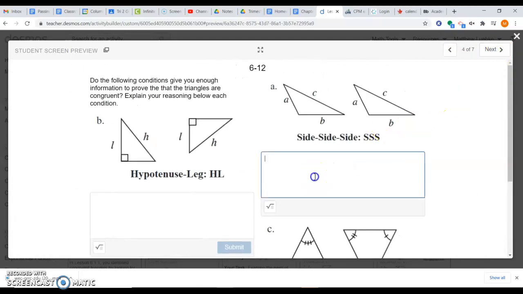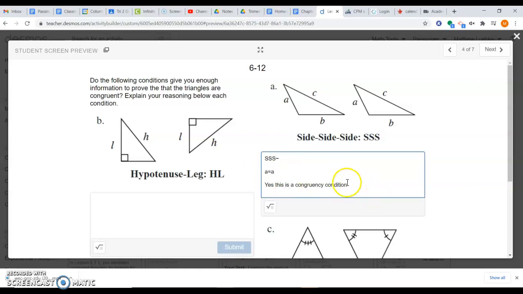So let's do one together. We see that they have similarity because ABC and ABC, that's side, side, side similarity. And they have at least one pair of congruent sides because A equals A. And so, yes, this is a congruency condition because it has similarity and at least one pair of sides that is equal.